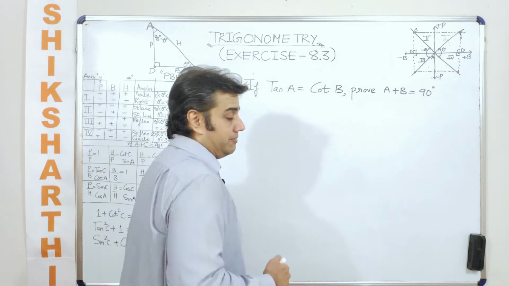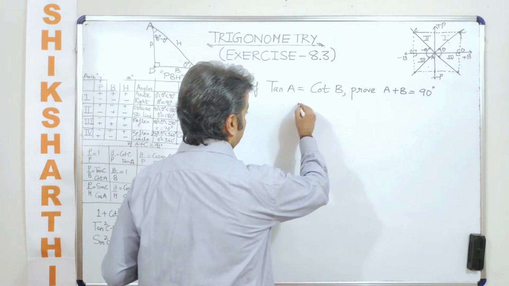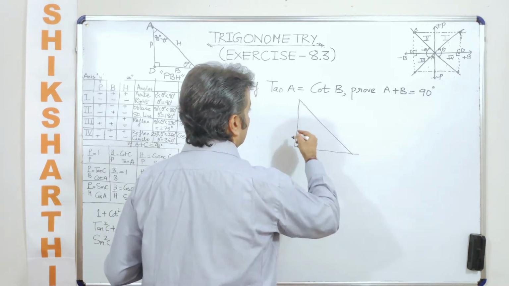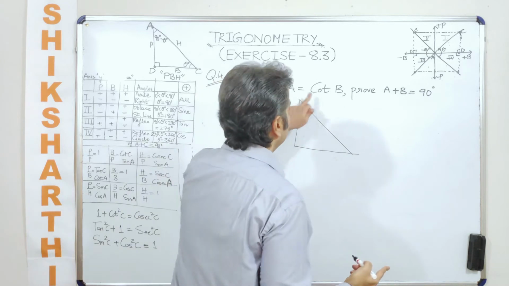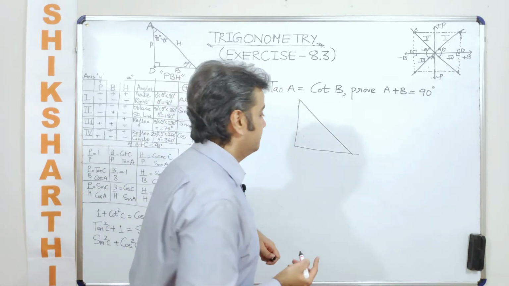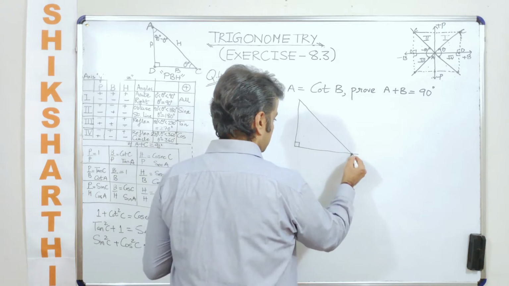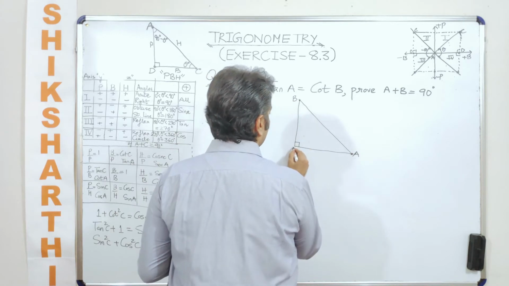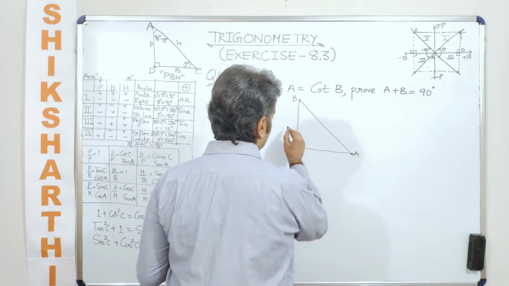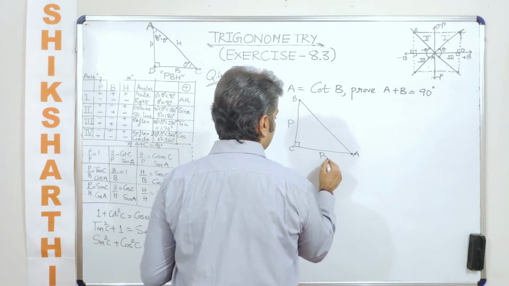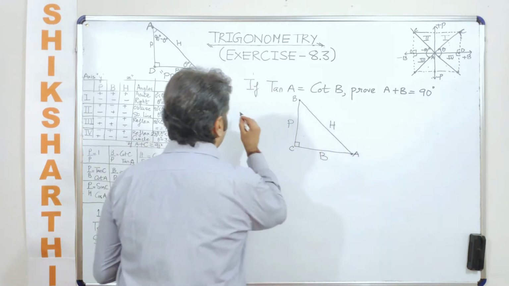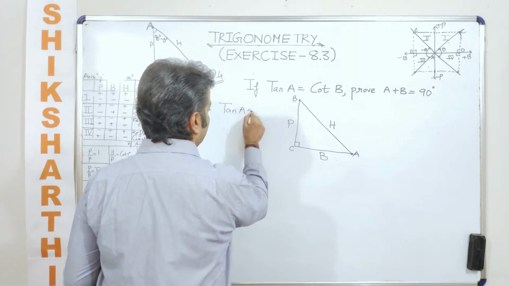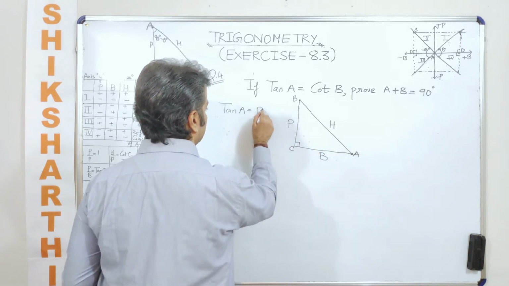So the best way to solve this question is to just draw this piece of information. From the question it is pretty sure that none of these two angles is equal to 90 degrees. So let us say this is angle A, this is vertex A, this is vertex B, and this is vertex C. This is perpendicular, this is base, and this is hypotenuse. So what is the value of tan A? Tan A we know is perpendicular upon base.